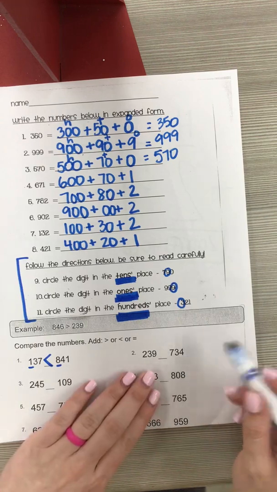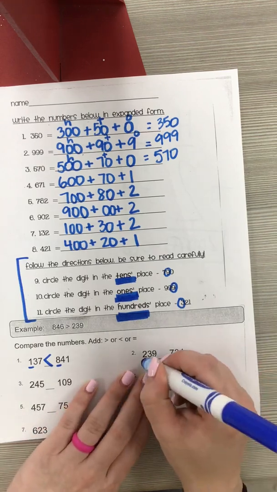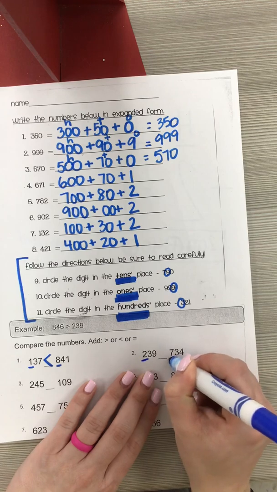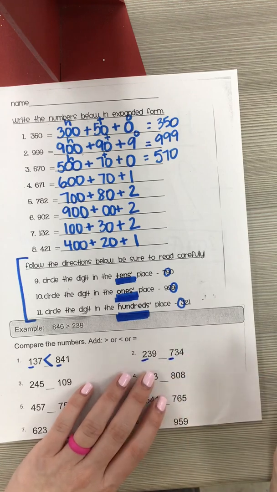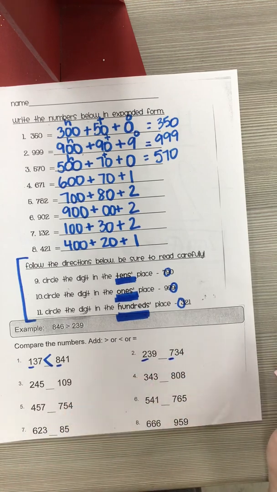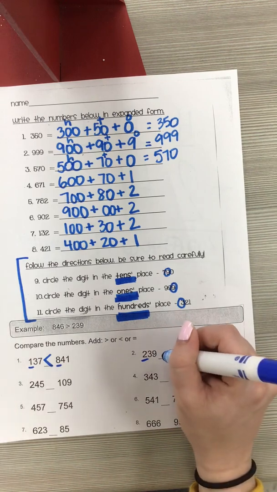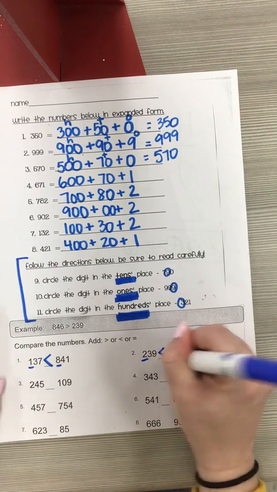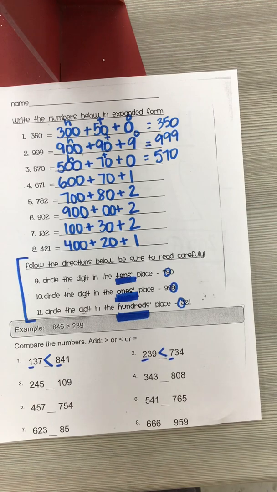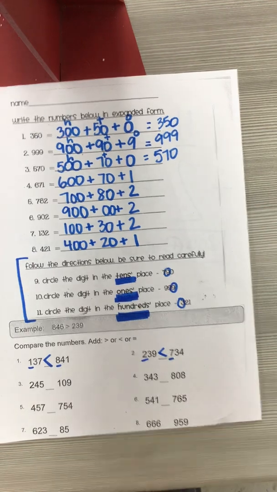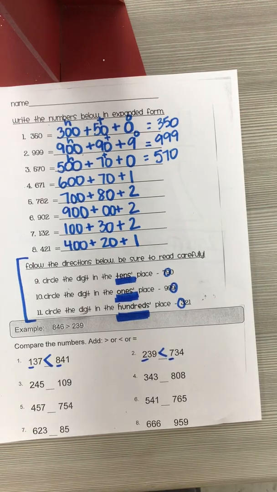Then number 2, 239. Underline your hundreds place. And then 734. Which one's bigger? Which one's bigger? 734. Good job. Eyes and teeth. You can draw eyes and teeth. I did a whale. Fantastic. All right. Good job.